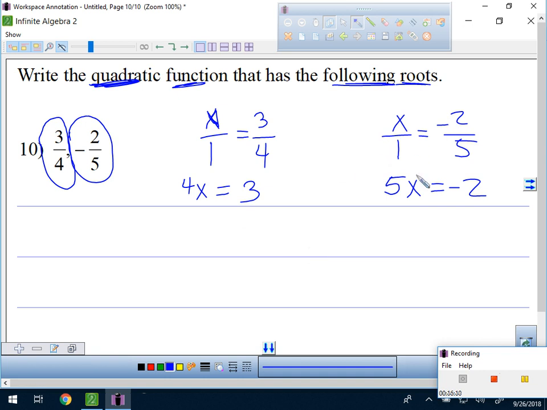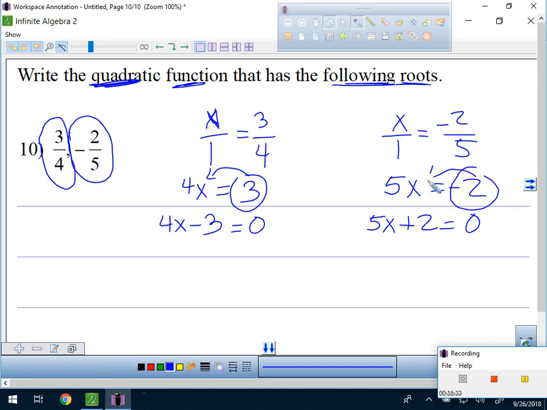Make sure that over here this was a negative 2. On the left side, make sure that's positive 3. Once you've done that, it's all about setting it equal to 0. So on this one, I'm going to have 4x minus 3, because I'm going to bring this over to the other side and set that equal to 0. For this one on the right, I'm going to have 5x plus 2 equals 0, because I'm going to move this over to the other side also. So I've got 4x minus 3, and I've got 5x plus 2.